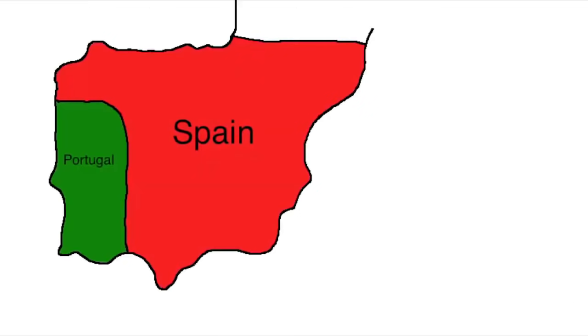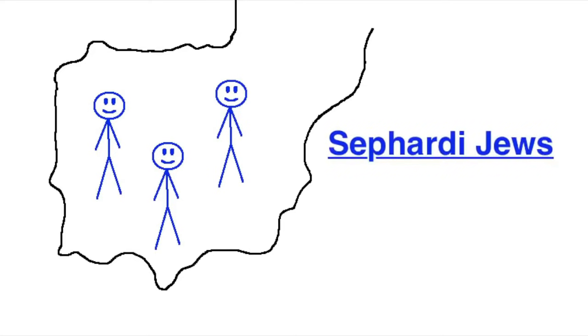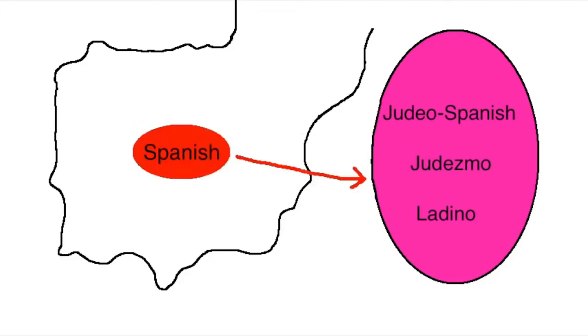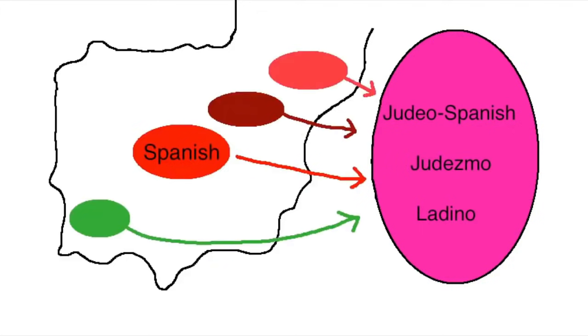The first place this happened was the Iberian Peninsula, modern-day Spain and Portugal. The Jews who moved here became known as the Sephardi Jews, and to this day a lot of Jews descended from Jewish migrants from the area still speak a language sometimes called Judeo-Spanish, sometimes called Judesmo, and sometimes called Ladino. The language is really similar to modern-day Spanish, but you can also see how similar it is to other Romance languages of the Iberian Peninsula, like Portuguese, Catalan, and Aragonese.